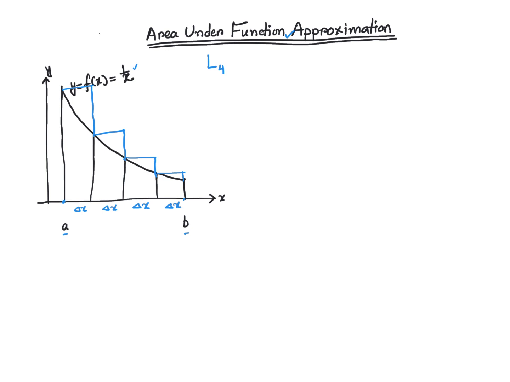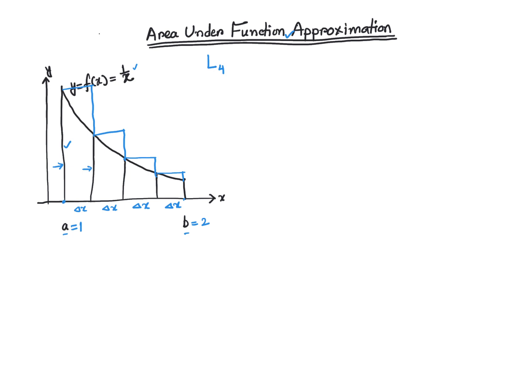For the left sum, I'm considering the left side of the rectangle as my height. Coming up, for the right sum, I would consider the right side of the rectangle as the height, but the base doesn't change. So let's find the left sum first. For this function, let's say my A is 1 for simplicity and B is 2. Even though the diagram looks a little bit off, don't worry about that. A is 1 and B is 2.